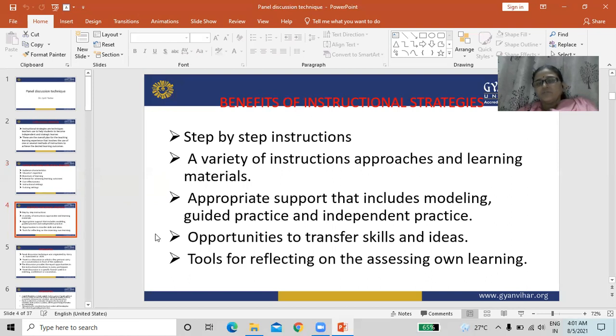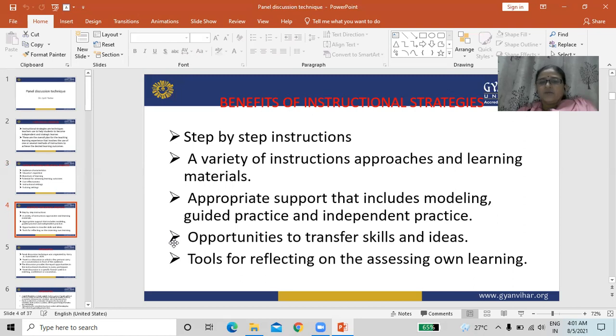Benefits of instructional strategies. Step-by-step instructions. It is a step-by-step process. In each and every step, we define the particular steps or particular objective according to the particular objective.